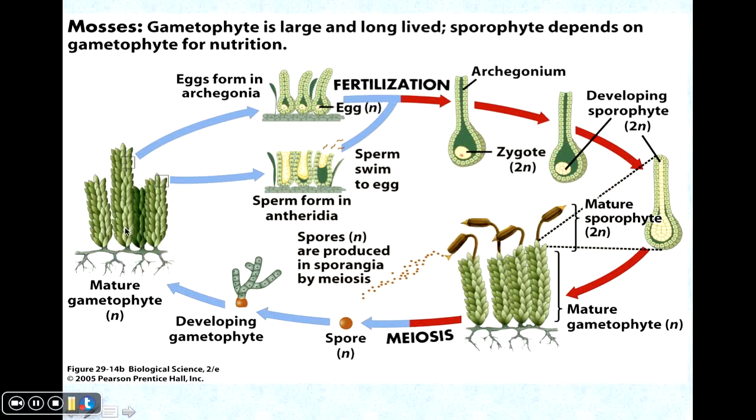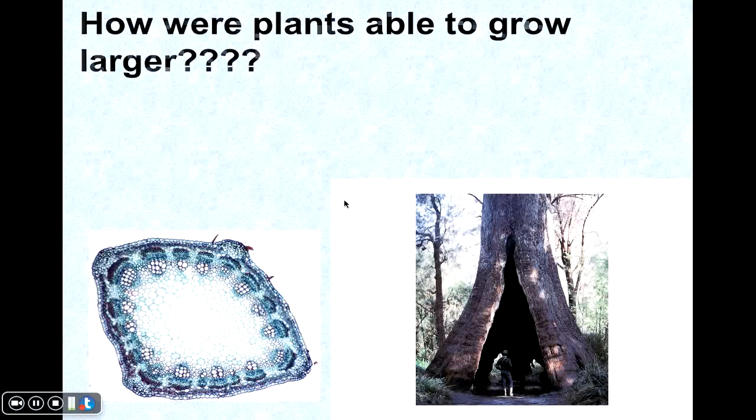Notice in mosses that it's the gametophyte that tends to be the dominant stage of the life cycle. The gametophytes are green and photosynthetic. They can live just fine on their own. The sporophyte, however, relies on the gametophytes for its existence because the sporophytes actually absorb their nutrients from the gametophytes. So again, in mosses, we have the gametophyte as the dominant stage of the life cycle. But notice mosses don't grow very tall, again, because they don't produce vascular tissue.